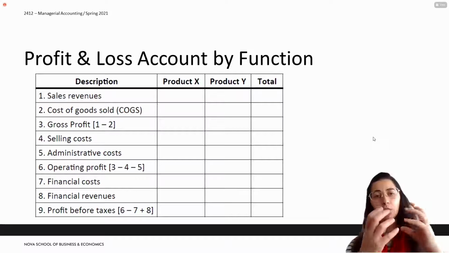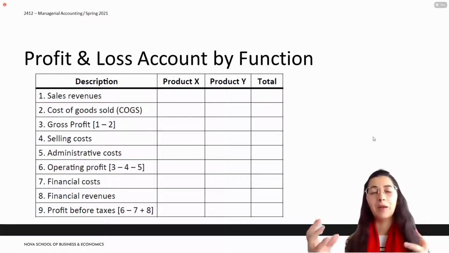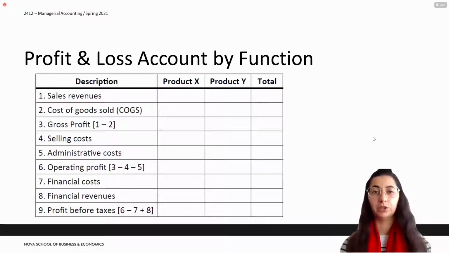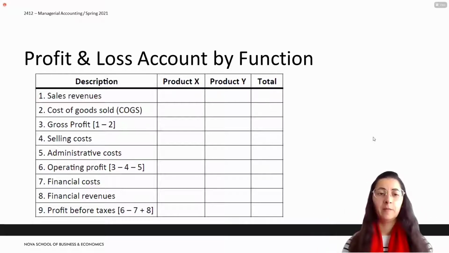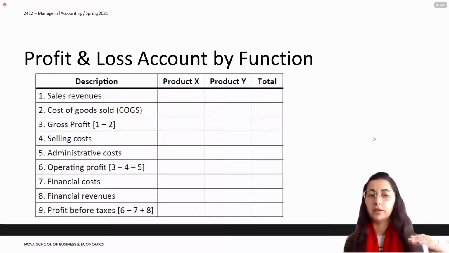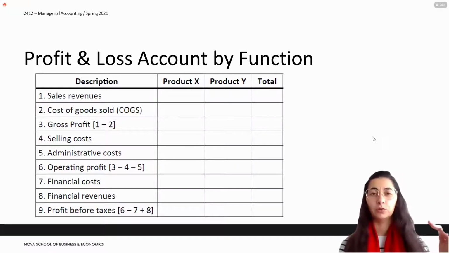But the way that we work out the costs in the P&L will help managers to make better decisions, to understand what's going on, what is the cost structure of the company, in order to make decisions in terms of investments, costs, etc. So what is the structure of the P&L by function? It starts with sales revenues, and then it deducts the cost of goods sold. So then we already have the gross profit, the difference between sales revenues and cost of goods sold.